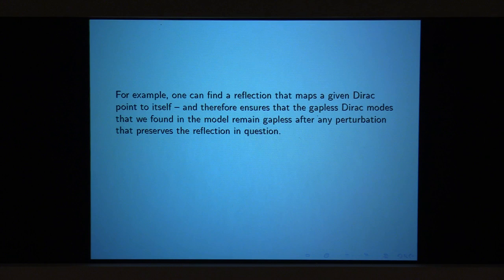Once you find that one of the reflections maps a given Dirac point to itself, that tells you that the massless Dirac modes at that point are truly gapless, that they're protected by that reflection symmetry. It's not the only way to explain why those points are protected, and Kane gave a different explanation.